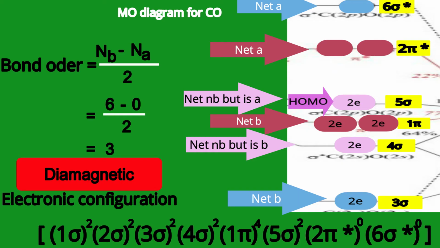See here, net result is represented. 3 sigma is a net bonding orbital, 6 sigma star a net anti-bonding sigma orbital. 4 sigma and 5 sigma are net non-bonding but respectively are bonding and anti-bonding. And by red coloration, 1 pi and 2 pi star are represented. Those are respectively net bonding and net anti-bonding. So electronic configuration you will understand. From electronic configuration, bond order is calculated and answer is 3. Since all electrons are paired, the molecule will be diamagnetic in nature.